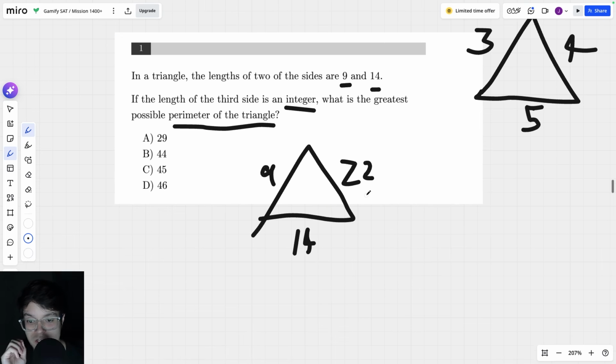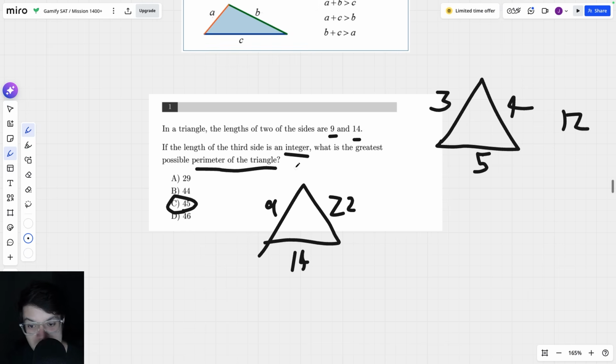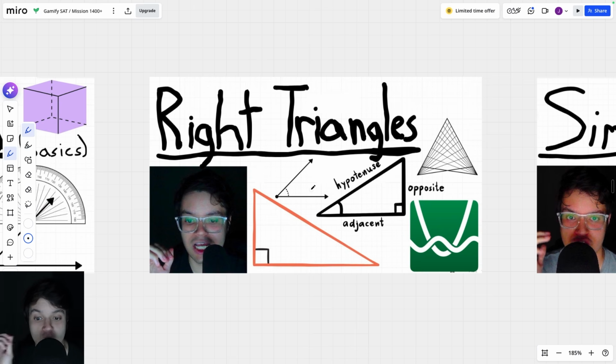So 22 or less, therefore the largest perimeter would be if it is 22, because that's the biggest we can go. 9 plus 14 plus 22 would be equal to 45. Again, if you can't do that off the top of your head, just use Desmos, but that's what the answer would be. Just a very simple rule here, not really too much else you need to know about this exact thing. Second up, we're going to talk about right triangles.